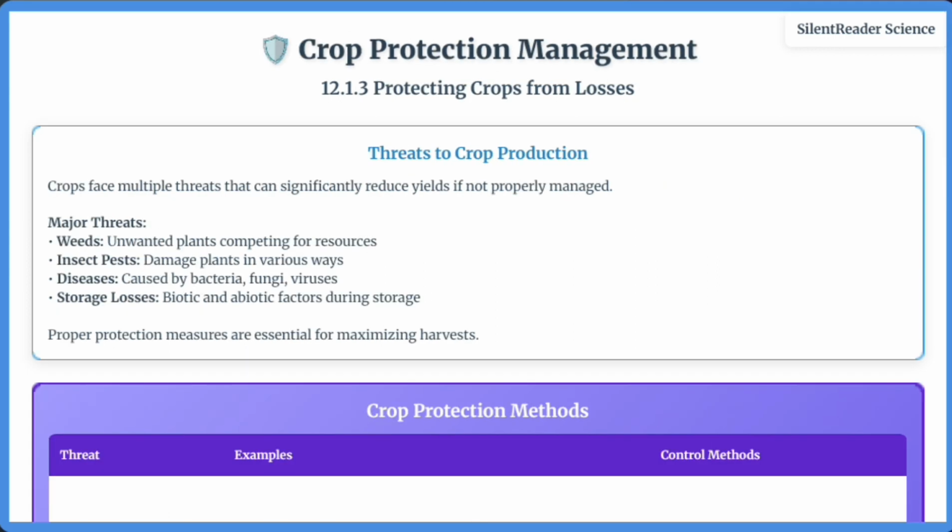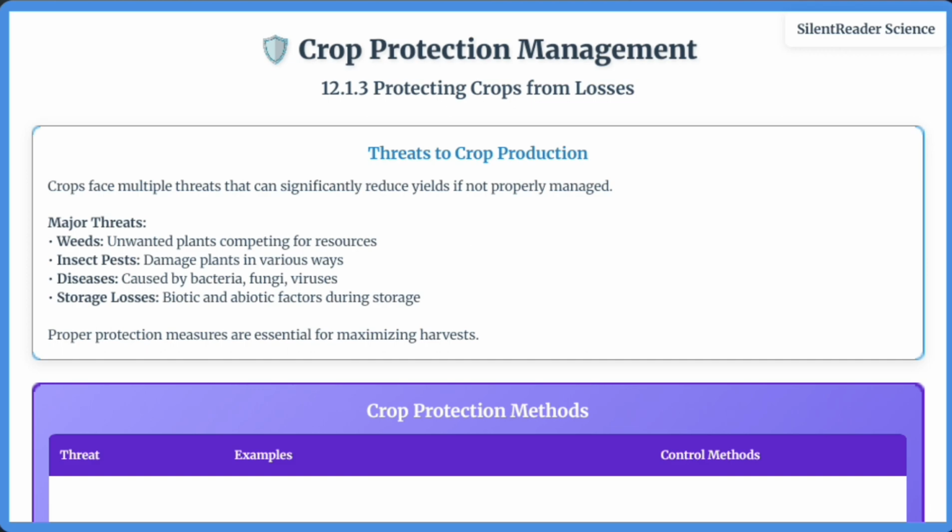Crop protection is essential to prevent losses from weeds, pests, and diseases. Weeds are unwanted plants that compete with crops for nutrients, space, and light. Insect pests damage plants by cutting parts, sucking sap, or boring into stems and fruits. Diseases caused by bacteria, fungi, and viruses can destroy entire crops.